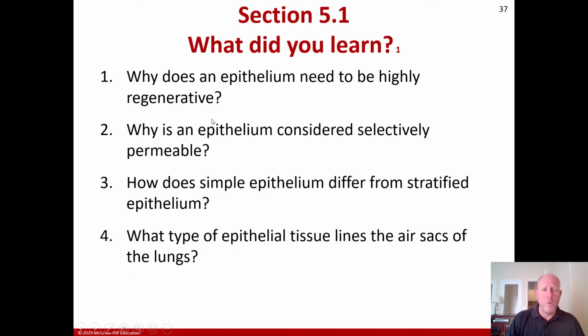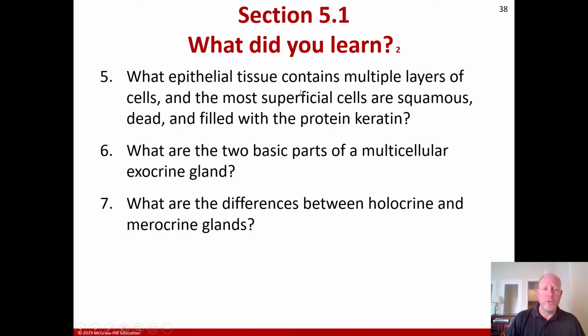So you should be able to answer then, why does an epithelium need to be highly regenerative? Why is an epithelium considered selectively permeable? How does simple epithelium differ from stratified epithelium? What type of epithelial tissue lines the air sacs of the lungs? What epithelial tissue contains multiple layers of cells, where the most superficial cells are squamous, dead, and filled with the protein keratin? What are the two basic parts of a multicellular exocrine gland? And what are the differences between holocrine and merocrine glands?